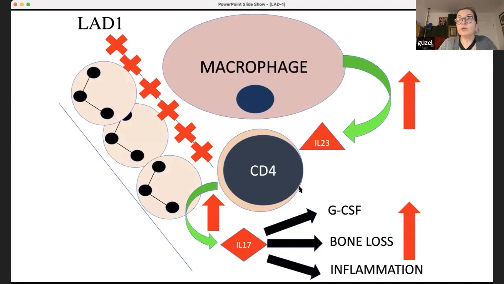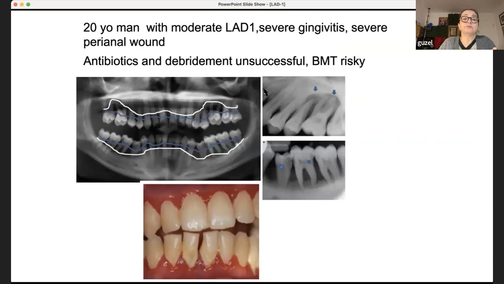So there is an unopposed IL-17 secretion in the gingiva, in the tissues, and IL-17 keeps doing what it knows to do, causes inflammation, causes bone loss. So this whole idea about IL-17 in the gingiva came to life. There was one young man from Italy that was visiting us, and he had moderate LAD1. He didn't have significant infection, and he still had his permanent teeth at age 20, but they were getting loose. He also had severe perianal wounds, such as gangrenosum-type ulcers.